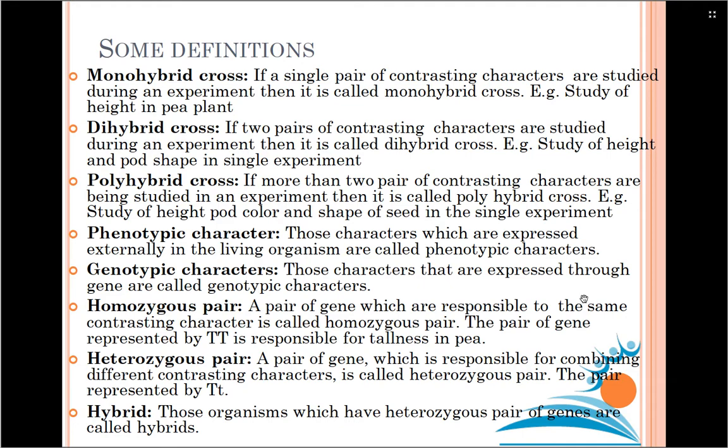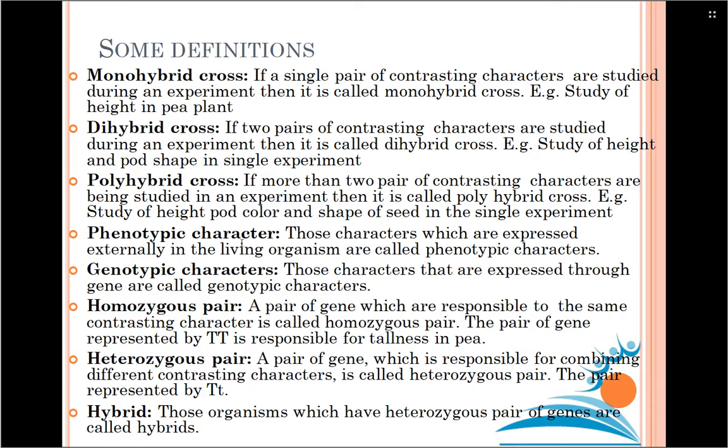So based on these experiments, we got some terms. So let us be familiar with these terms. Monohybrid cross means if a single pair of contrasting characters is studied during an experiment, then it is called monohybrid cross. Like before we have done, we crossed tall and dwarf. So tall and dwarf is one pair of contrasting characters. So in place of one pair, if we study two pairs of contrasting characters, then it is called dihybrid cross. If many characters are studied, then it is called polyhybrid cross.